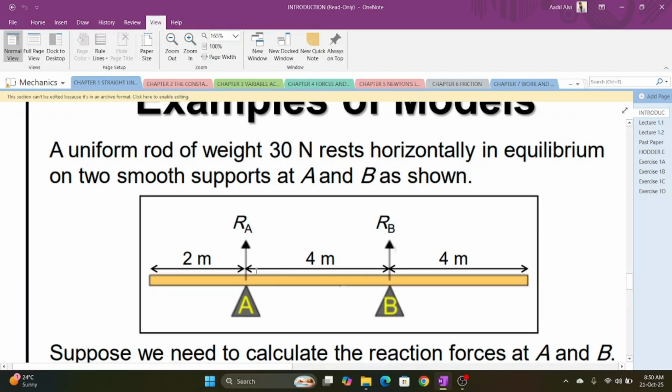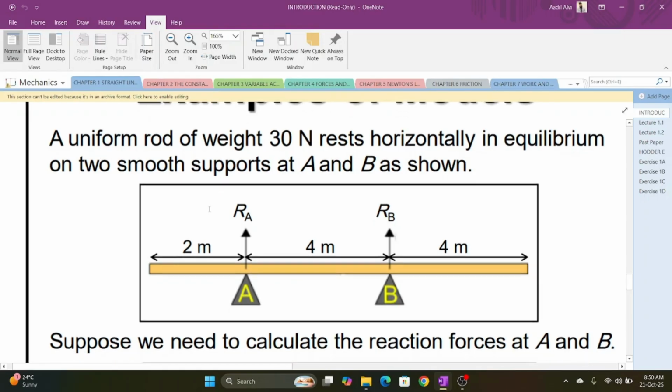So let's say that between these two points, between A and B, there is a length of 4 meters. So whatever the mass of this part of the rod is, it will be exactly the same on this part of the rod as well, because this is also 4 meters. And how do we know that? Because it's a uniform rod.